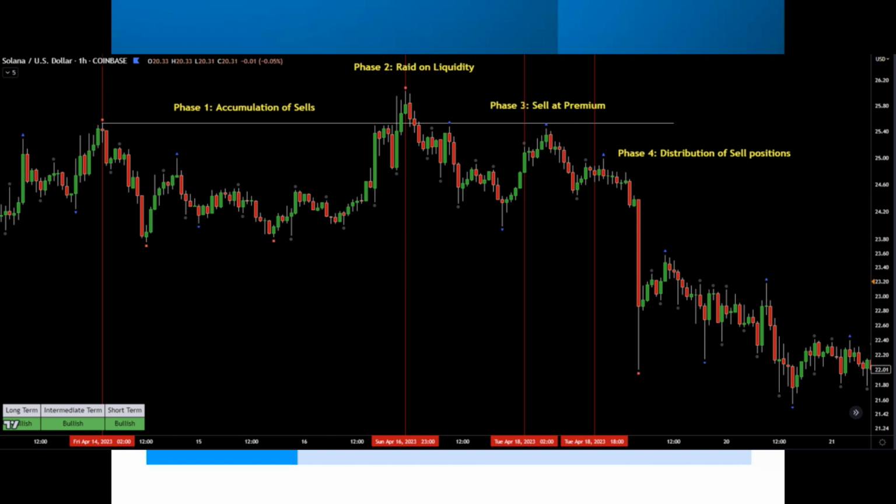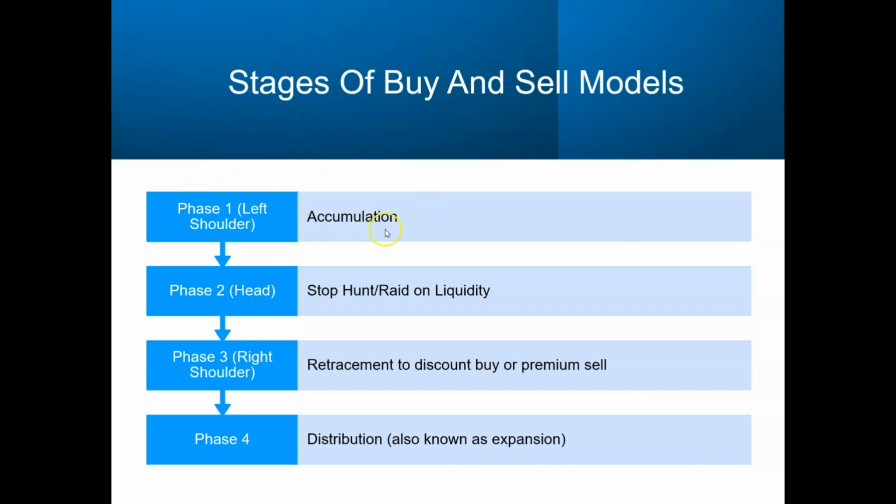As you can see here, you have phase one, which is the accumulation, and we call it the left shoulder. Then we have phase two, which is the head. That's the stop hunt or raid on liquidity. So as you can see already, this is what I've been having you guys focus on, that everything starts with the raid on liquidity, and then you start to make your decisions afterwards. So then after that, you're going to see your phase three, which is the right shoulder. This should be your retracement to a discount buy or a premium sell, and then you're going to wrap it all up with phase four, which is your distribution, and that is also known as the expansion phase of the model.